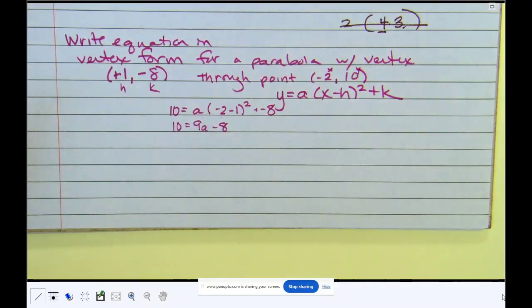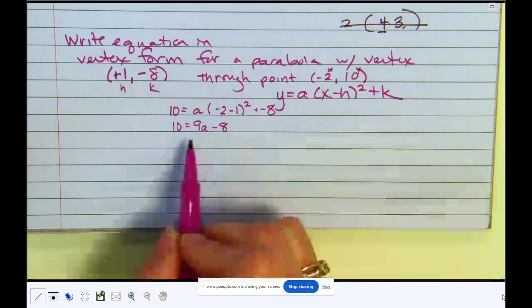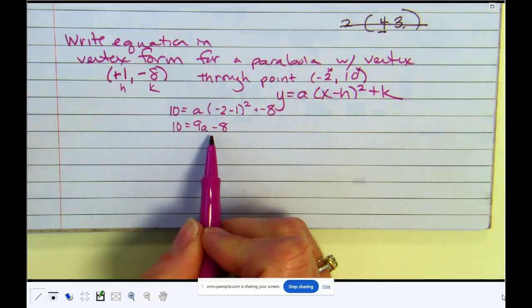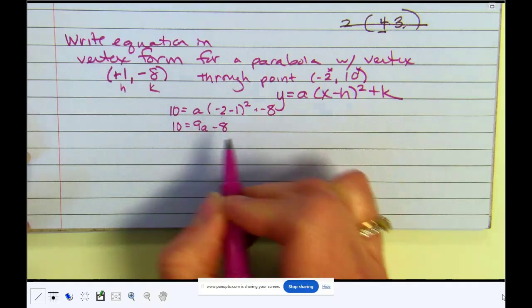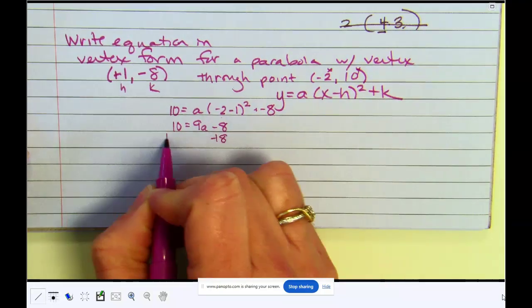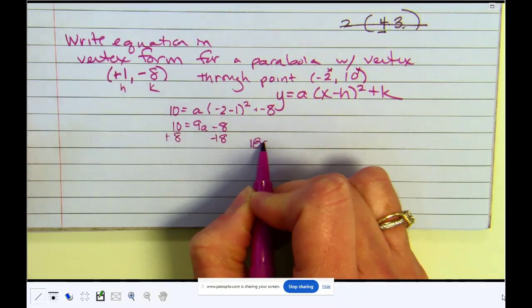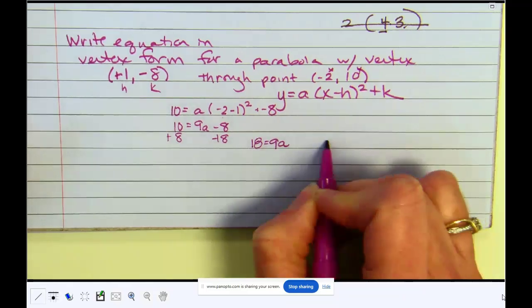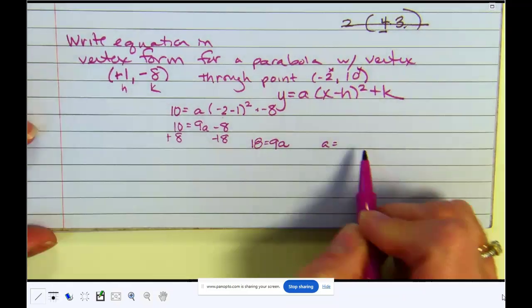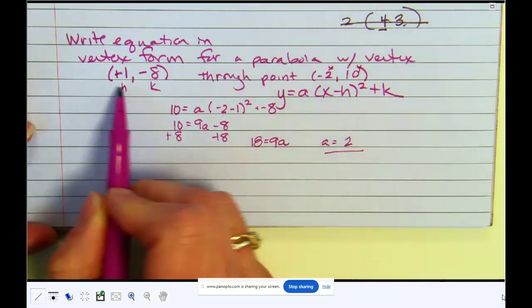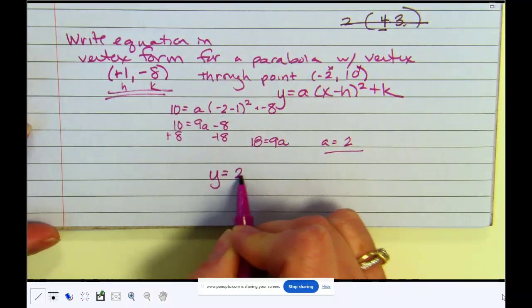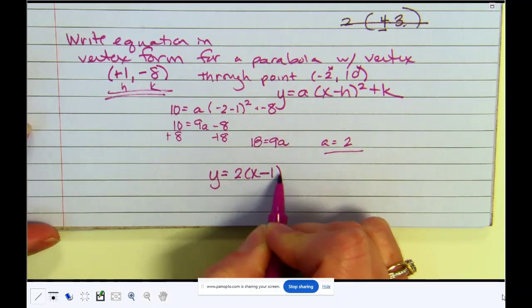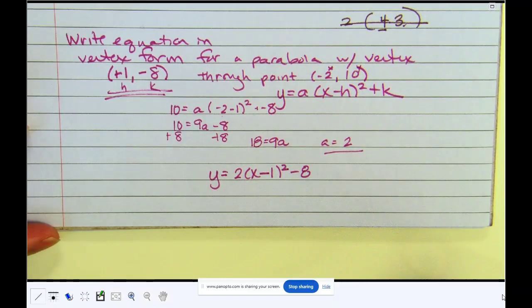Okay, and then solve. Again, this cannot combine. This is not 1a here. So that's what some people did on the test. Those are not like terms. This is a linear equation. You have to solve it. So 18 equals 9a, and a is equal to what? And then you have a, and you have h and k, and you can write me the equation. So 2 times x minus 1 squared minus 8. There's your equation.